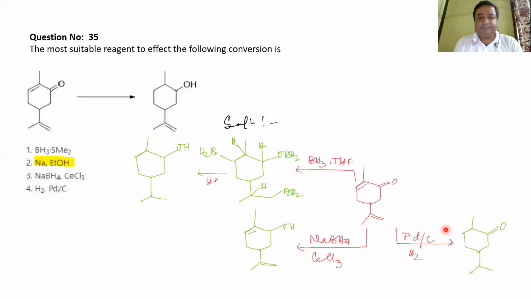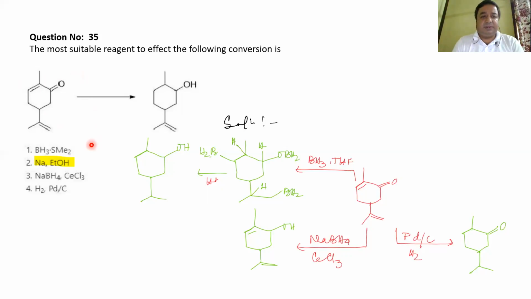Next. Over here, question number 35 is regarding choosing the most suitable reagent to effect the following conversion. Now, we have been given an unsaturated ketone, and there is also a non-conjugated double bond within the molecule. So this is the non-conjugated, whereas this is the conjugated part.